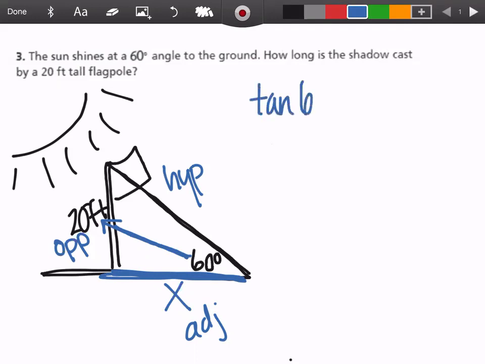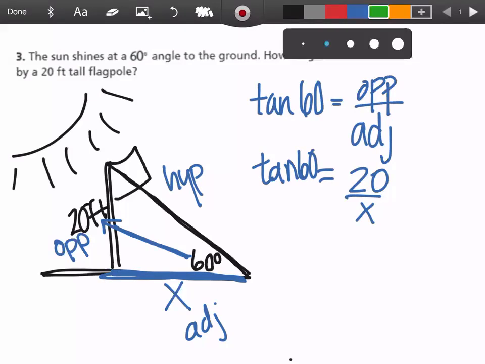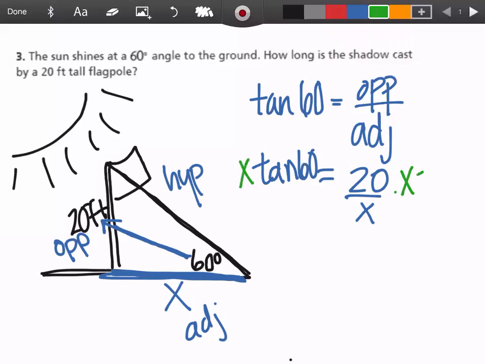So we have tangent of 60 degrees is equal to the opposite over the adjacent. And the opposite is 20 over X. So then to get X by itself is a little bit tricky, because we have to be a little bit strategic about it. Let's set it up. We'll get rid of the X in the denominator. So those two cancel.